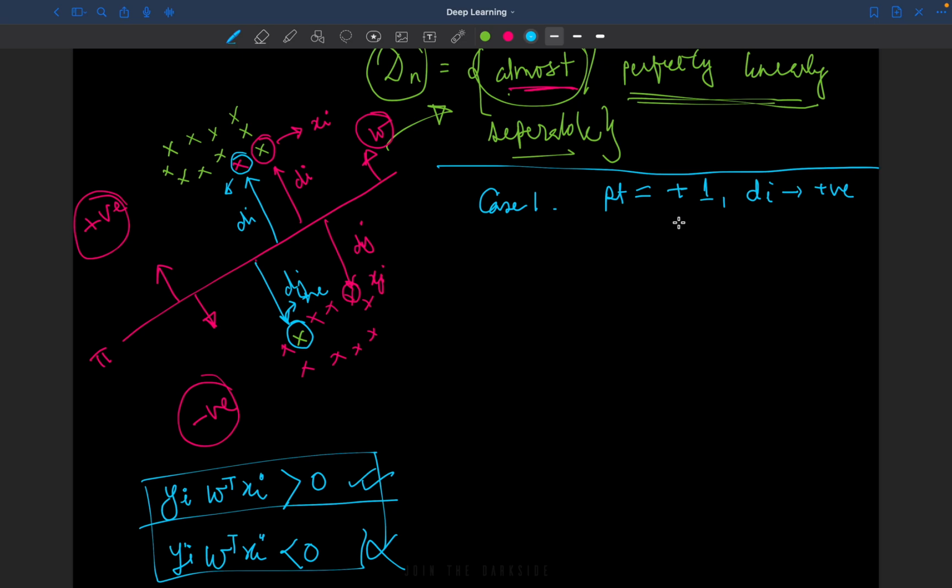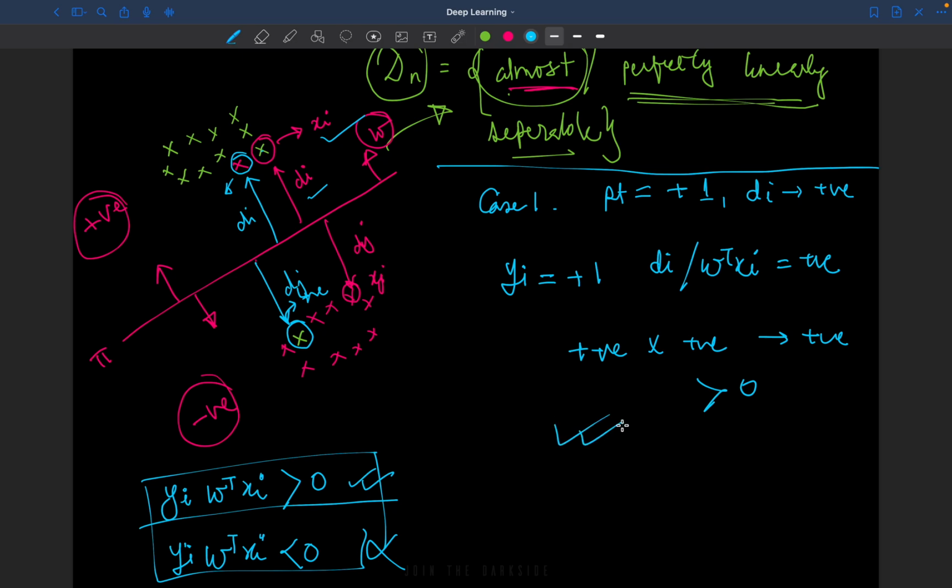So in the first case, our point is positive and the distance is also positive. So yi is equal to +1, and di or w transpose xi is positive. So positive into positive gives a positive, that is greater than 0, hence correctly classified.